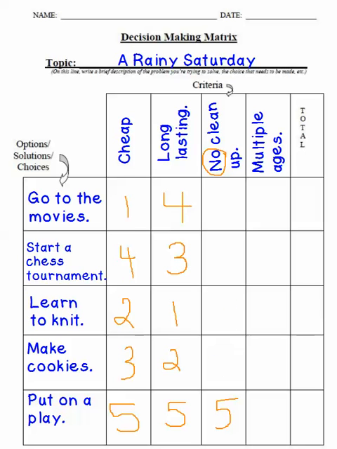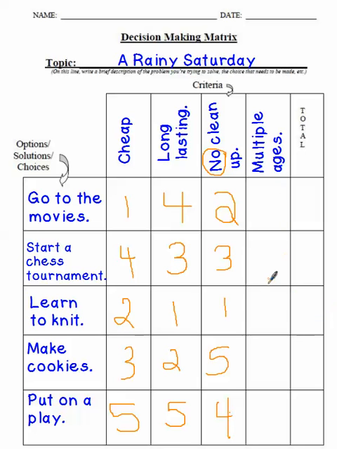Making cookies. I am going to change my mind. I think kids making cookies, I think that one's going to be the most messy. And then putting on a play, having a lot of people over for a chess tournament is going to involve some cleanup. I don't think learning how to knit is going to have really any cleanup at all. Depends on how many things I throw in the process of trying to learn how to knit. And going to the movies involves just a little cleanup.